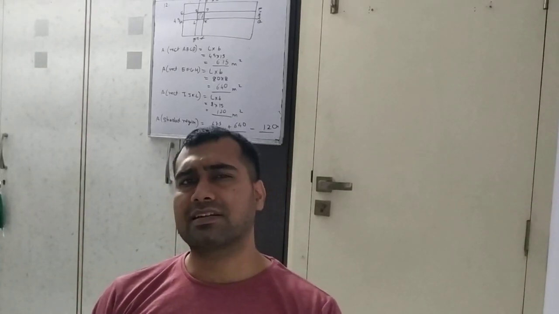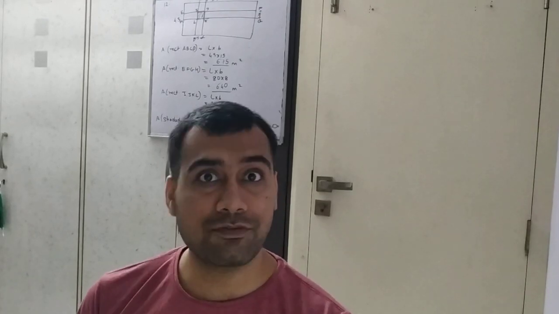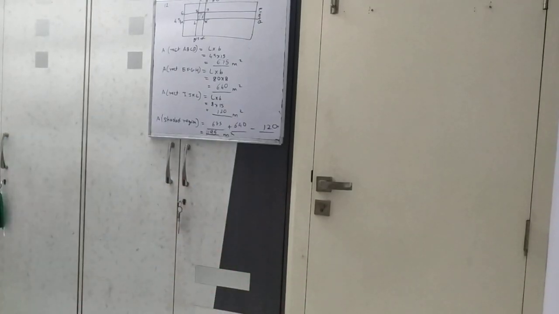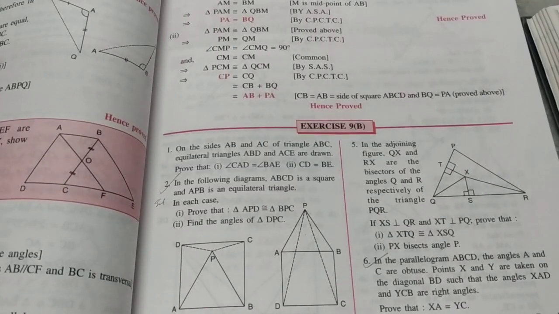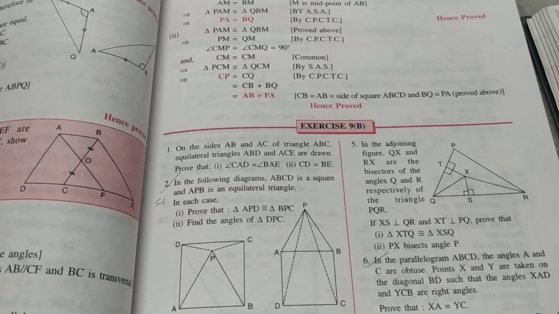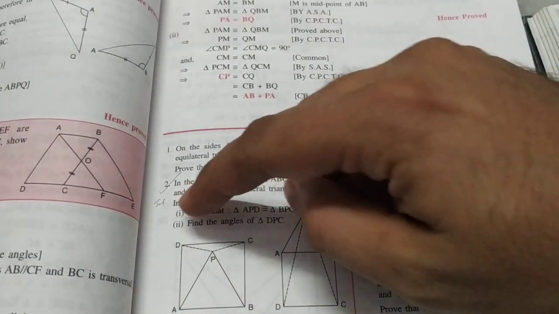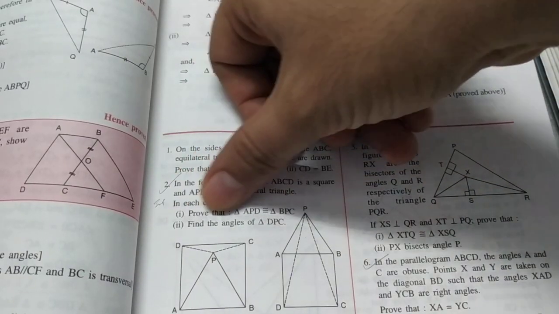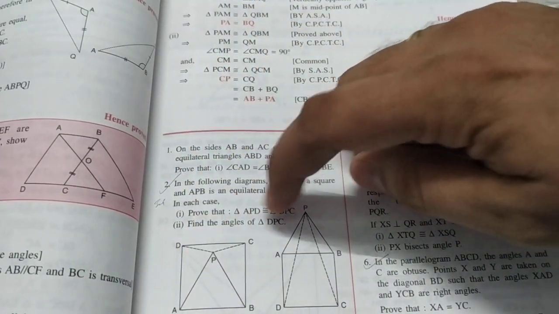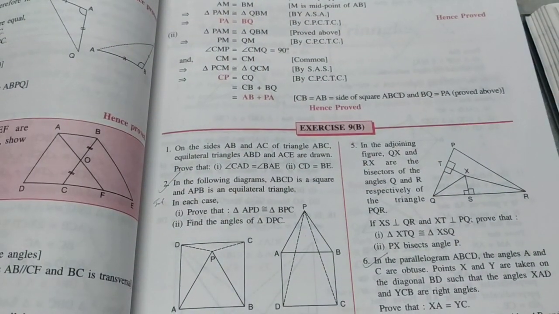Let's study 9th standard ICSE Math exercise 9B from the chapter Congruency of Triangles. Geometry, you love geometry. So let's dive in with sum number 2, an IMP sum. We've got two different diagrams, and in each of these we have to prove two things. First one, prove the two triangles congruent, and second one, find the angles of a particular triangle.